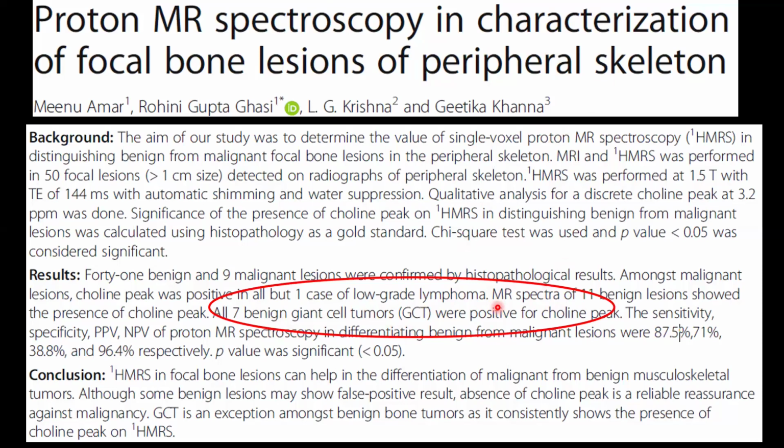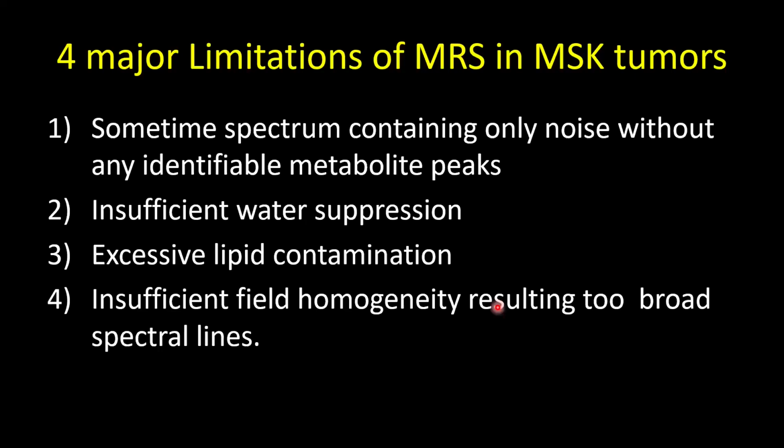So we have to exclude the GCT. If you want to do some study in future on the differentiation of benign and malignant, we have to exclude the GCT. Otherwise, GCT comes into play between these two conditions. There are some limitations. Sometimes the spectrum contains only noise without any identifiable metabolite peaks, so we have to exclude such cases.